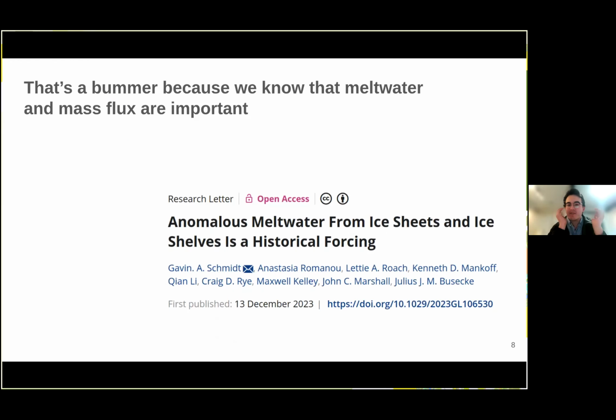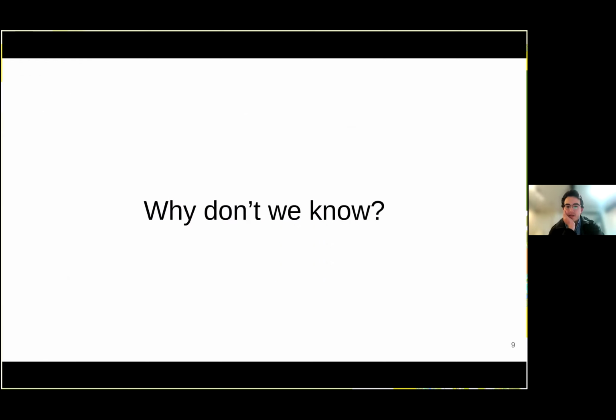And that's kind of a bummer because we know that meltwater and mass flux are really important. We know they contribute to sea level rise, even more so in the coming century, and that they are climatically important, that there are feedbacks between ice shelf melt and the climate around Antarctica and globally, as demonstrated by a recent paper out of GIST.